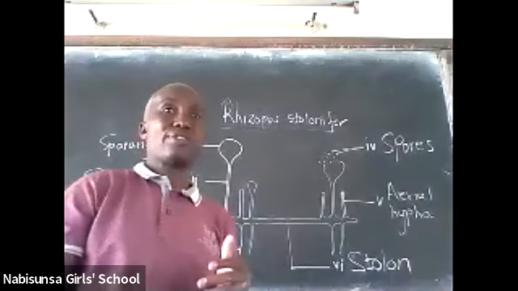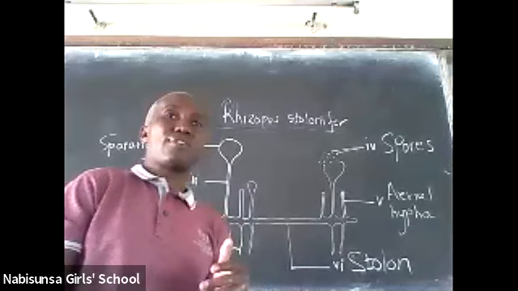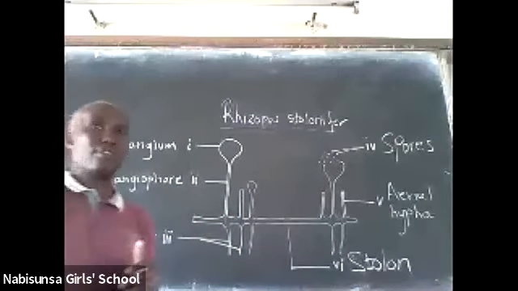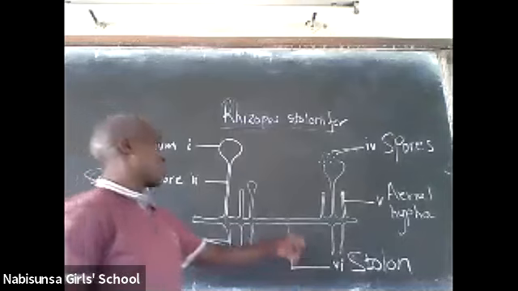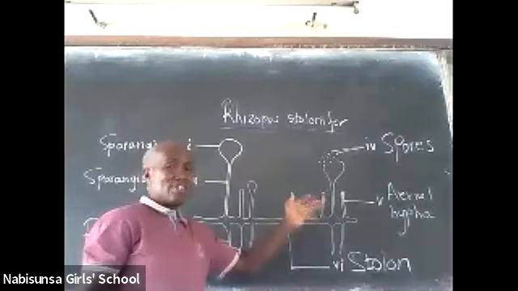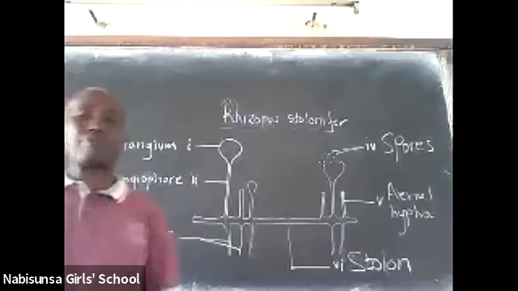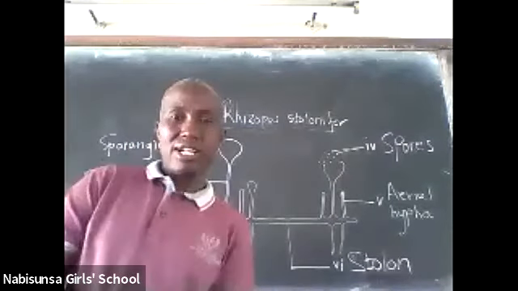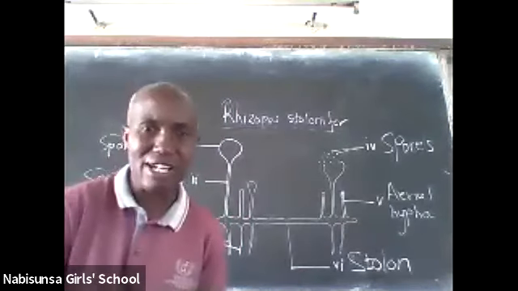Is the linking hypha also part of the types of hyphae? The linking hypha is part of the aerial hyphae because it is above the bread. Okay, it is not a type.